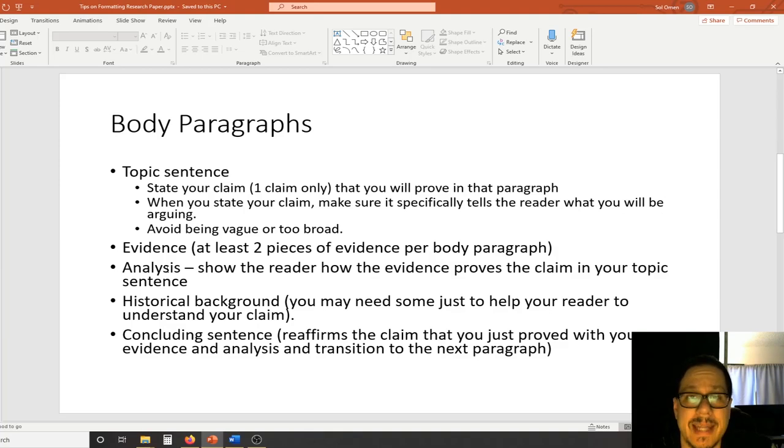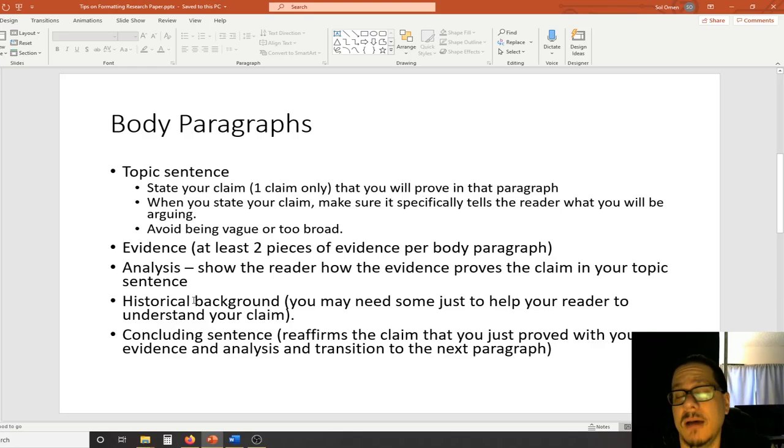So you will have your 2 pieces of evidence in your body paragraph. You also want to have some analysis of that evidence. Sometimes the evidence will be straightforward and the reader will get it right off the bat, but sometimes you have to really show the reader how the evidence proves the claim that you were making in the topic sentence. You've got to tie it together for them. Think of it as holding the reader's hand as you walk them through that body paragraph, trying to prove this point to them. You're showing them some evidence, and then you're showing them how that evidence proves your point. That's your analysis.